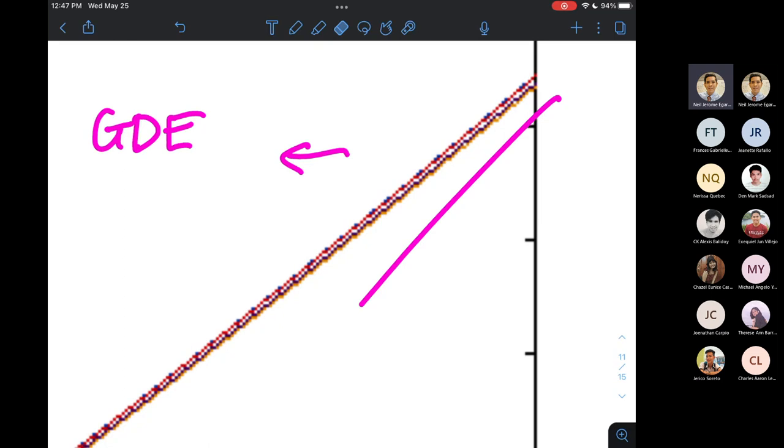Pero we're counting on the nice or the small local truncation error incurred in the derivation of AB2 para ma-counteract yung paglaki ng global discretization error. Okay?